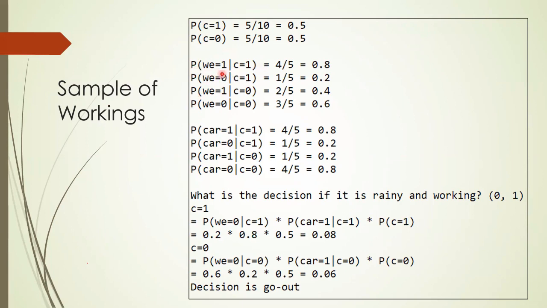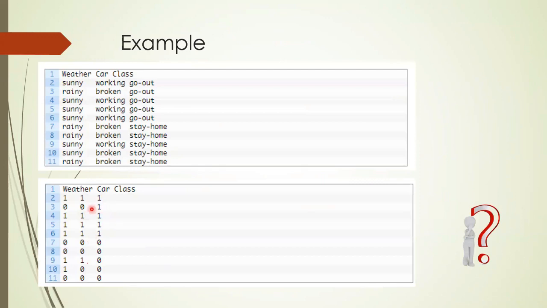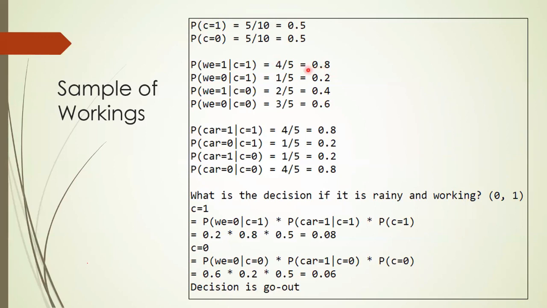Probability of weather 1 given going out is 4/5. For this one, you just look at C equals 1. We just look at here, and count how many going out have sunny weather. Weather 1 here: 1, 2, 3, 4. So it's 4/5, which gives 0.8. And if, let's say, the weather is 0, and then C equals 1.